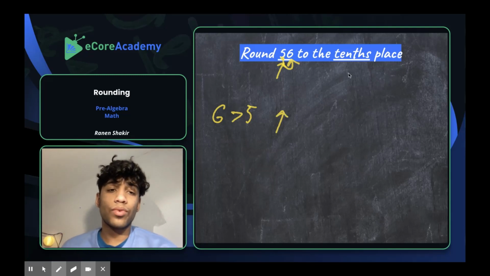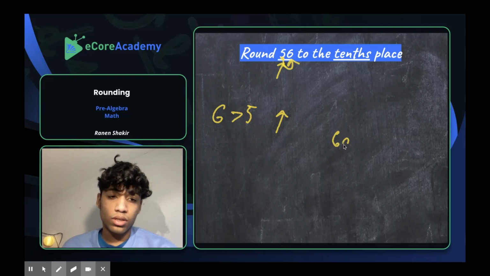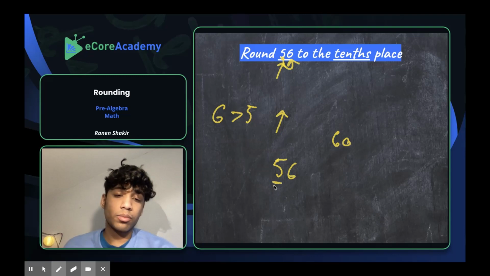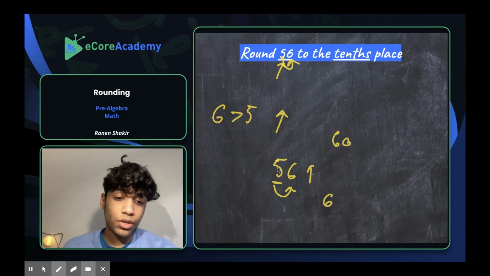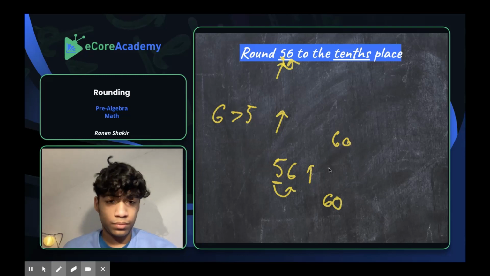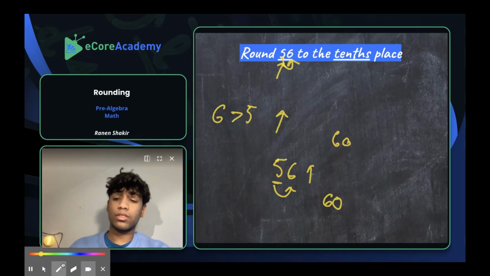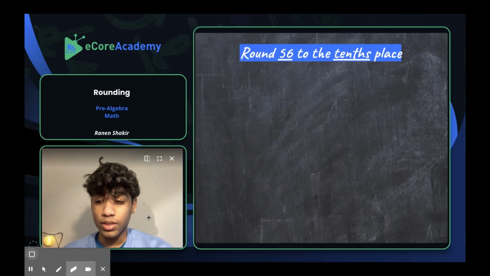So 56 rounded to the 10th place is going to be 60. We look at the digit to the right, we see 6, we have to round up, and this becomes 60 because every number after the place value you're rounding becomes a 0. So your answer would be 60 in this case.